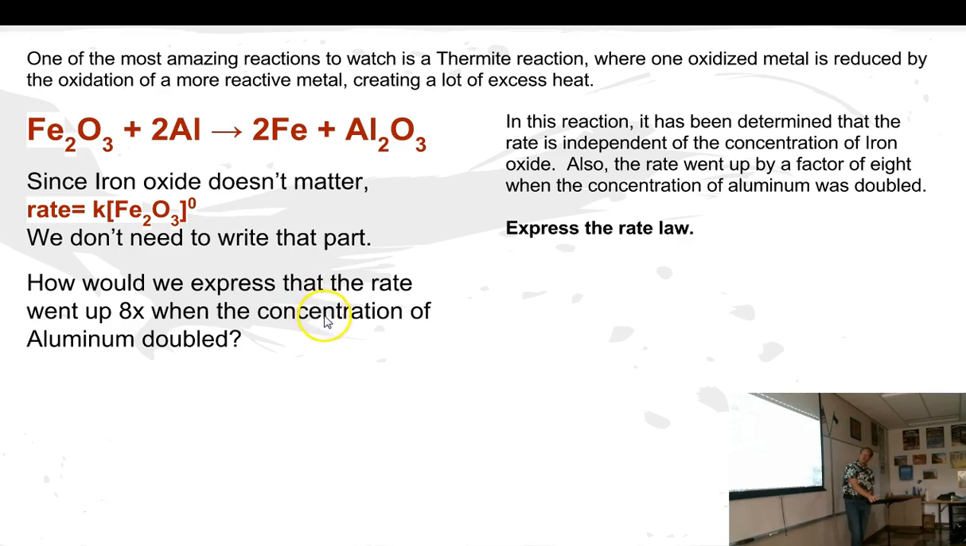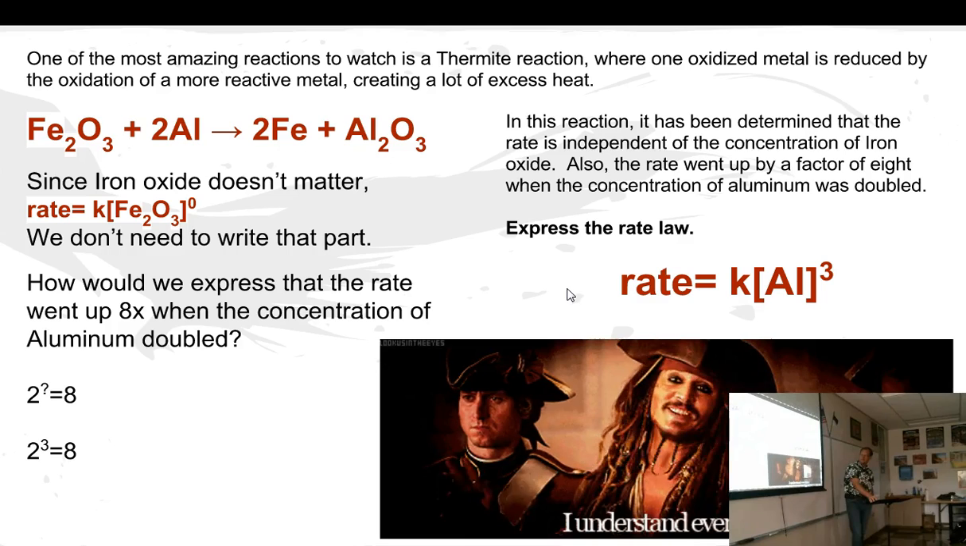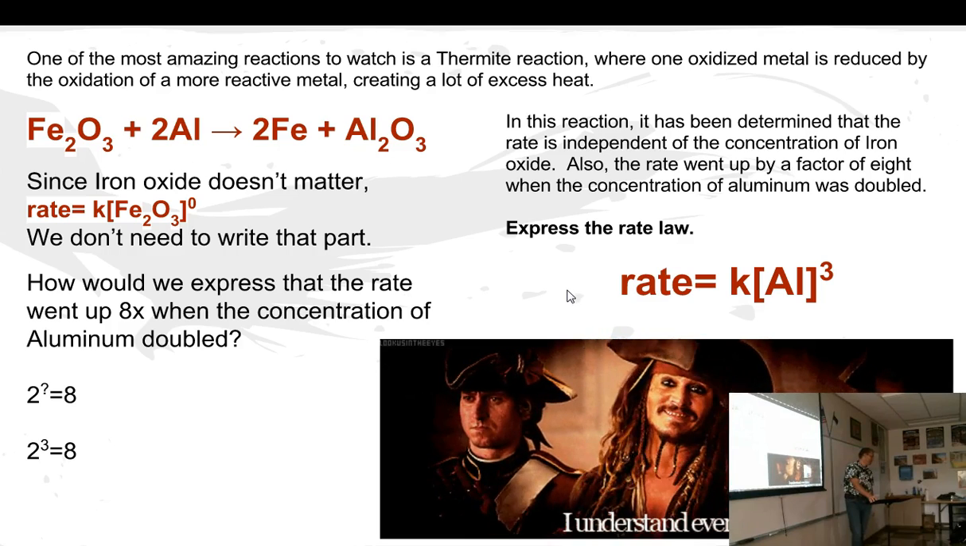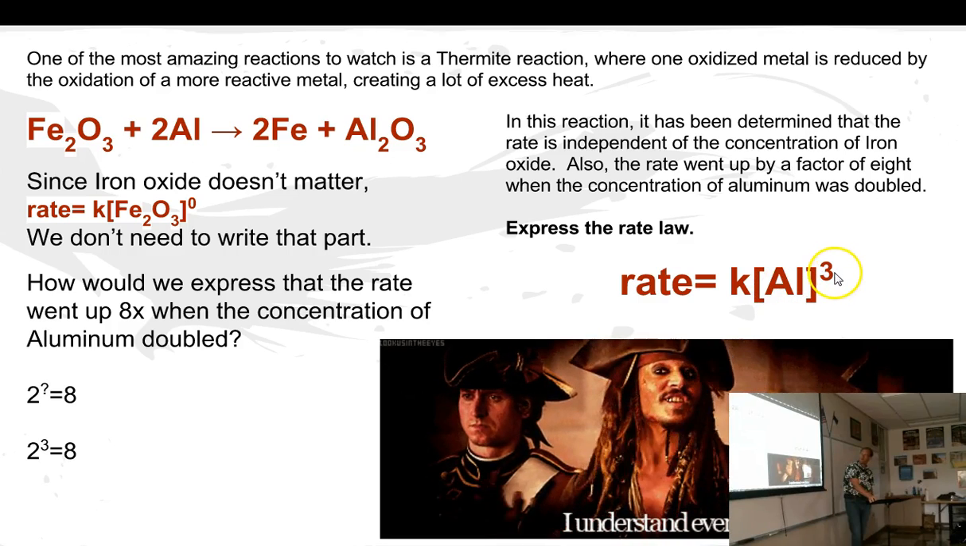How do we express that the rate went up 8 times when the concentration of aluminum doubled? 2 to the what power is 8? 2 to the 3rd power is 8. And so the rate law is concentration of aluminum raised to the 3rd power.